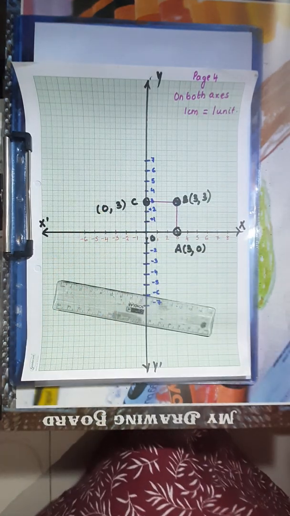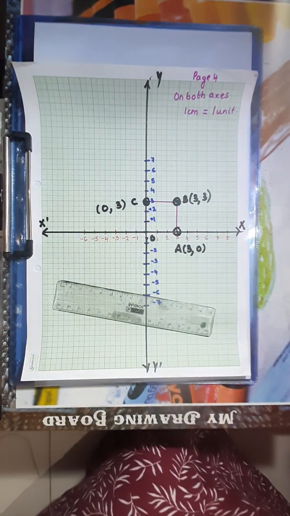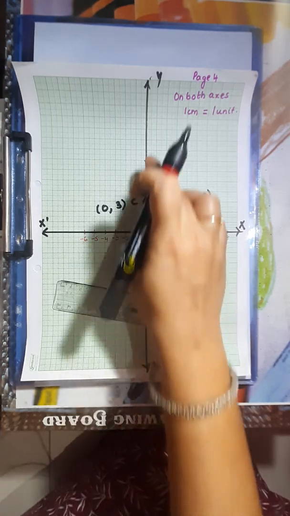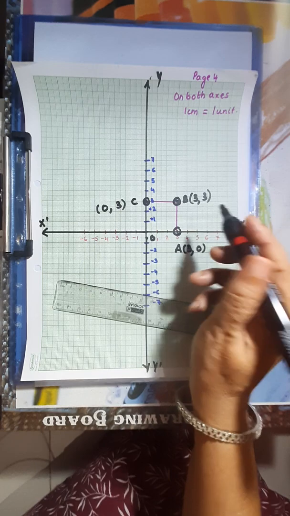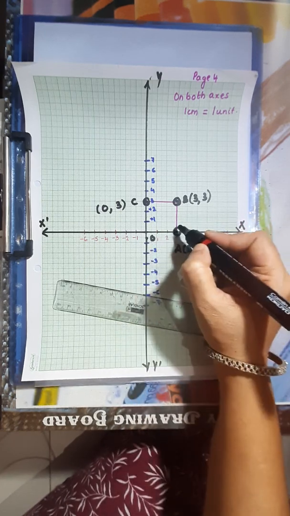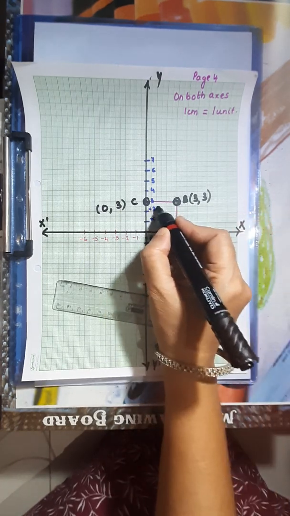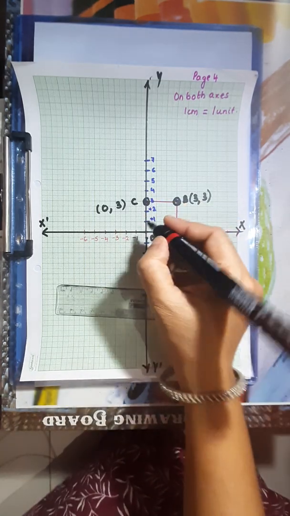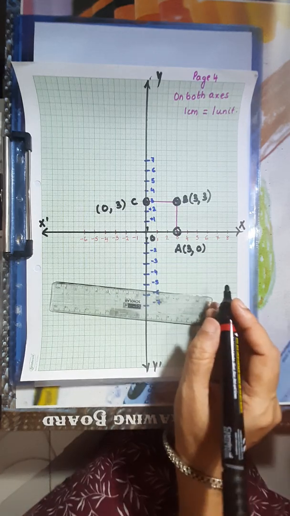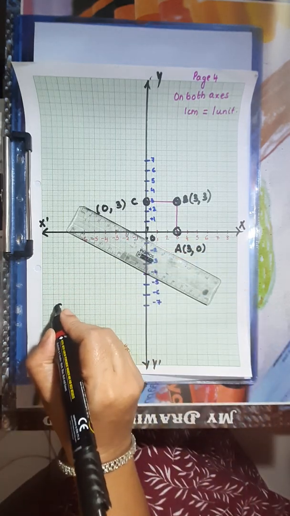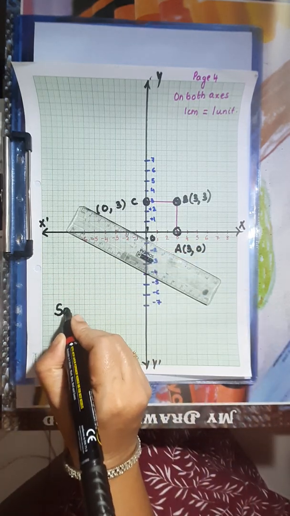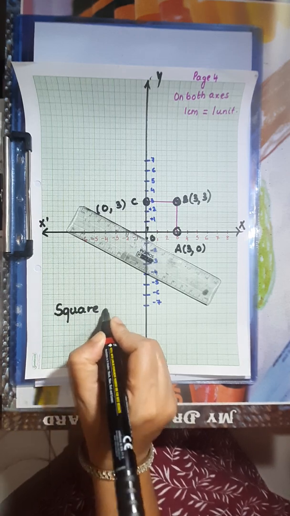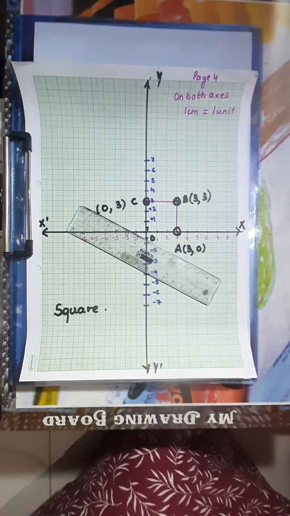Now what they're asking is, what is the figure formed, obviously with the x and y axes? 0, 1, 2, 3. Here also it is 1, 2, 3, and here also. All the 4 sides are equal and each angle is 90 degrees. Therefore, the figure formed is a square. So we'll write that the figure formed is a square.